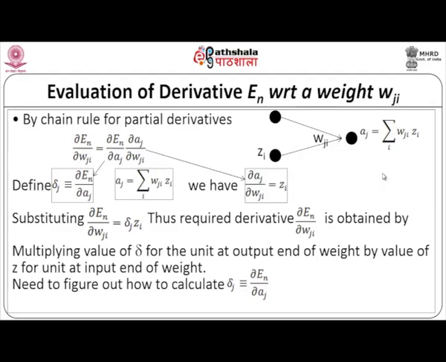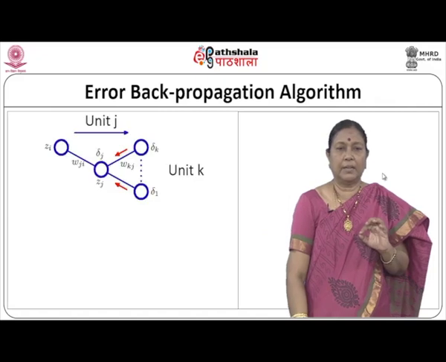So, you need to figure out how to calculate this delta j. This is the major problem. This is the evaluation of the derivative of En with respect to any weight Wj. The error backpropagation algorithm works this way: you have a unit j and you have a unit k.